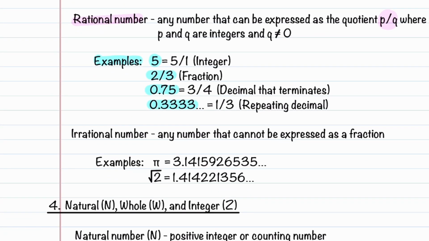In contrast, an irrational number is any number that cannot be expressed as a fraction. Examples of irrational numbers are pi and the square root of 2. If a square root can't be simplified, then it's an irrational number. For example, the square root of 4 can be simplified to 2, so it is not an irrational number, and instead, it's a rational number.